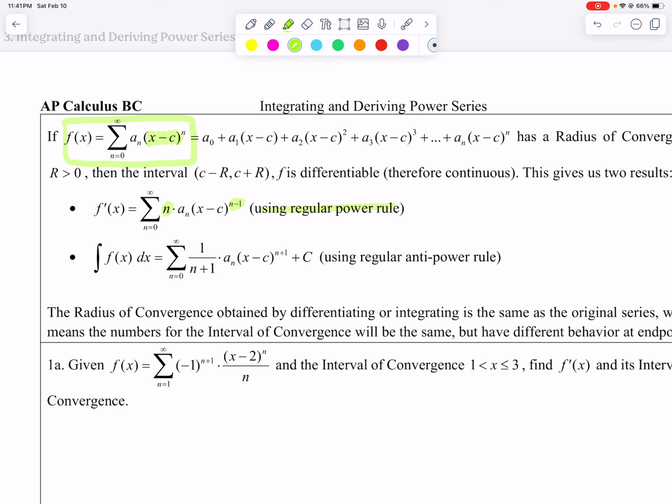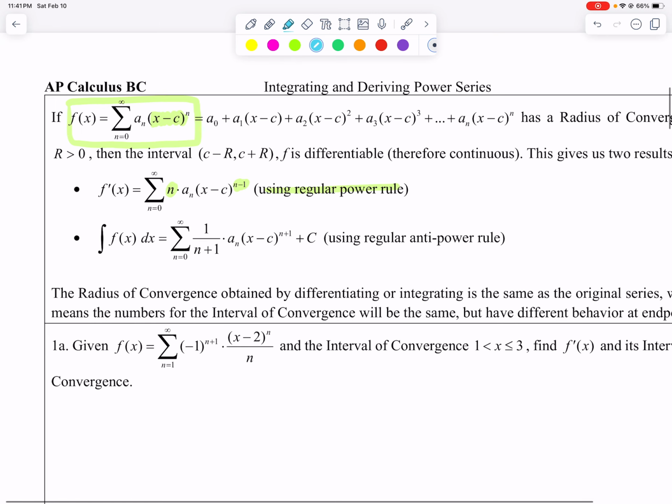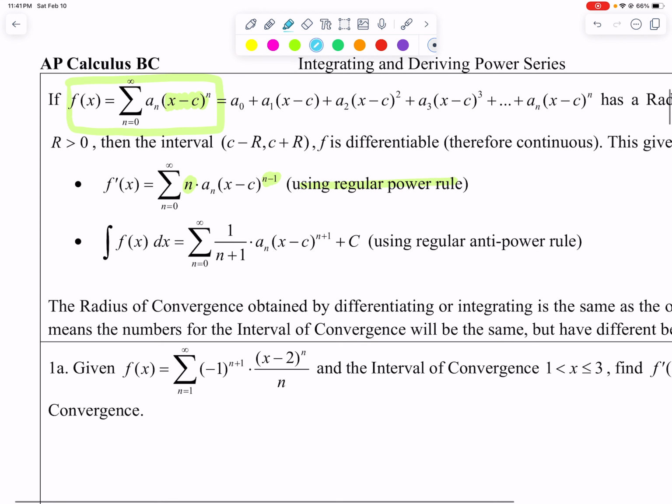Likewise, to find my antiderivative, I'm going to up my power and divide. So now I have x minus c to the n plus 1. And then, of course, because I have an n plus 1 as an exponent, I'm going to divide that. So now I have 1 over n plus 1. And, of course, you have your regular lovely plus c going on.